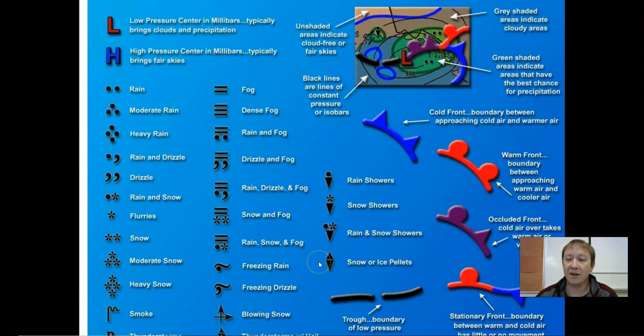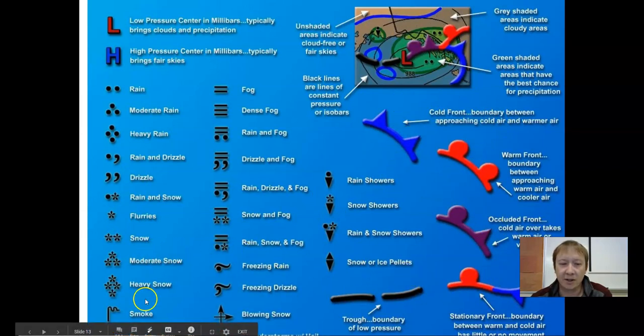Okay, so here's a lot of the different symbols that we can see on maps. Every weather map is going to be a little bit different, so it depends on which map you're looking at. So this is just a lot of information. Again, it shows different boundaries. It shows some of the symbols that we use, like rain, snow, different types.